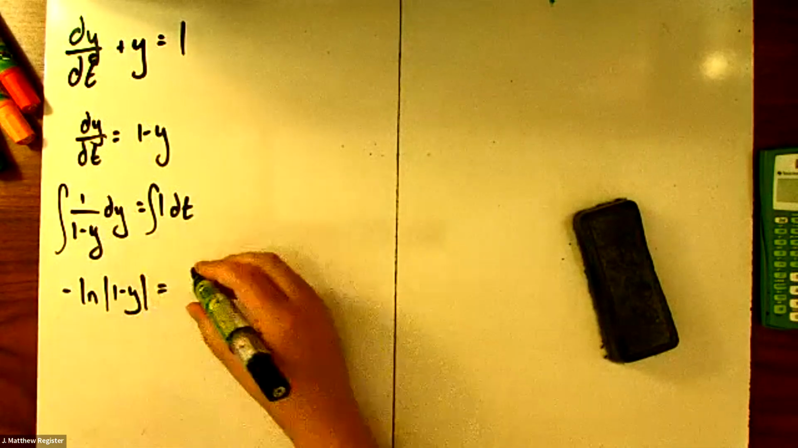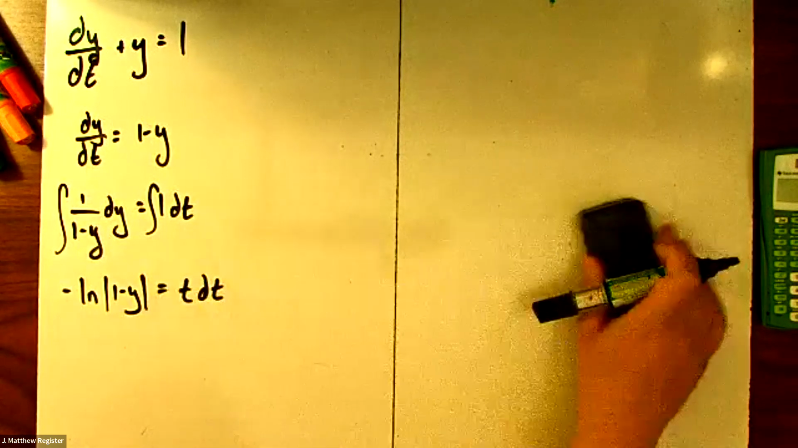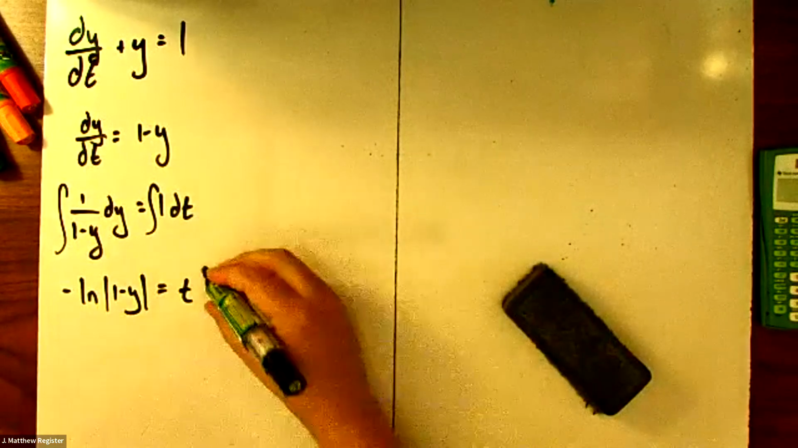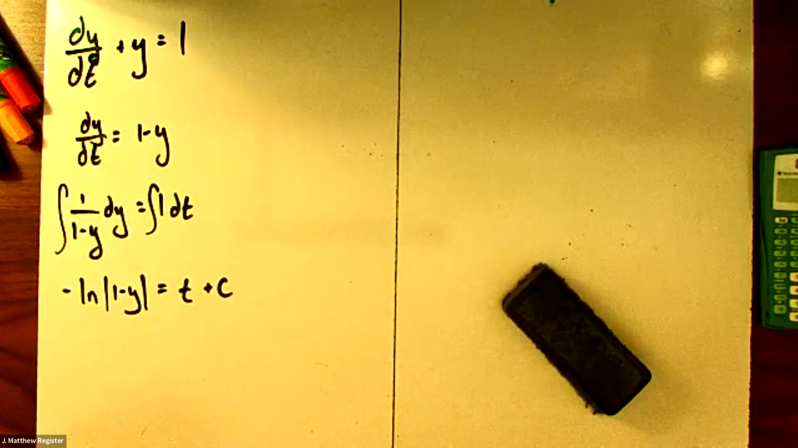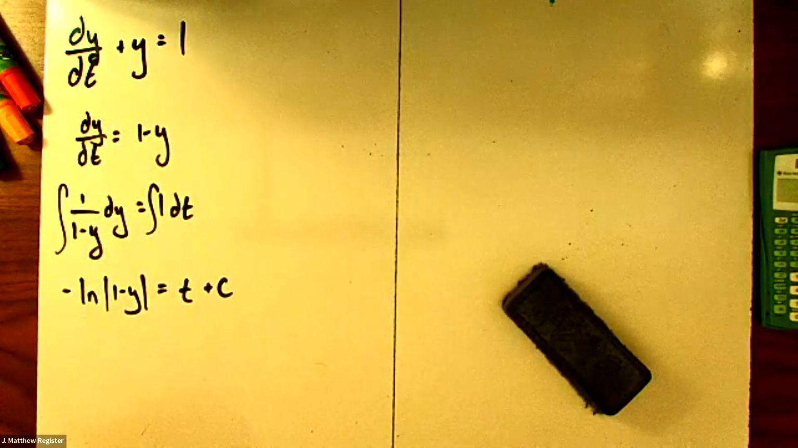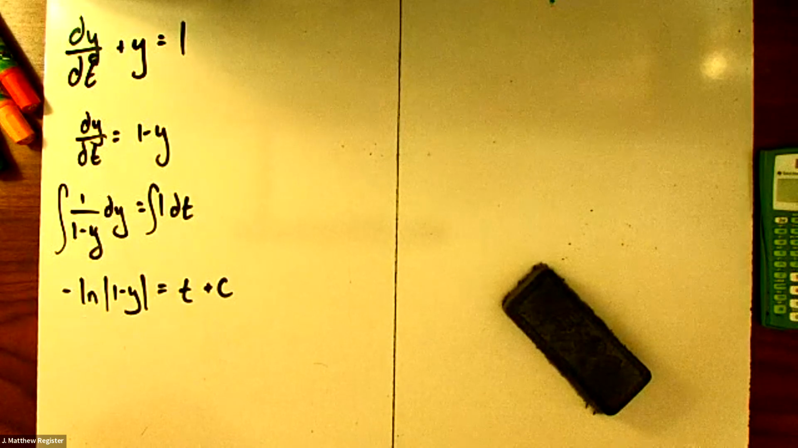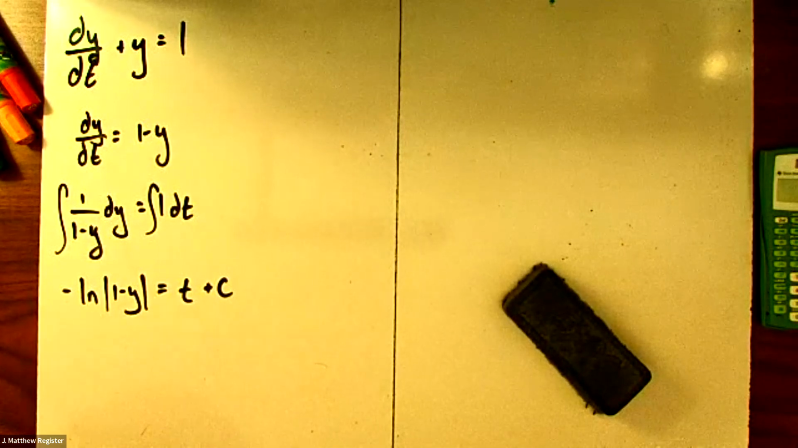Equals, and then it's going to be t. Sorry, no dt there. The integral of 1 dt is t. And then we have our plus c. Now, depending on how we go, we could drop these absolute values. We don't have to. It really depends on which region we're talking about. For our purposes, let's keep the absolute values in there and see what happens, because that might be an interesting thing to explore.